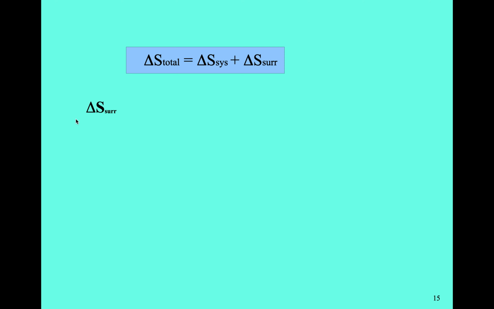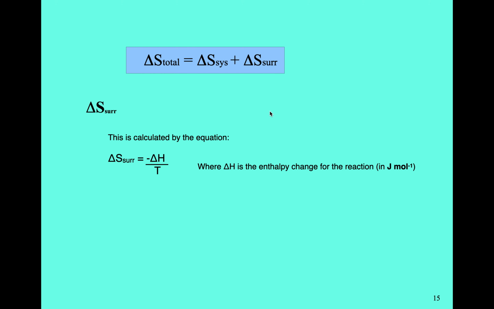Delta S of surroundings, so the change in entropy of the surroundings, is calculated by that expression. Very simple expression. Where delta H, obviously, is the enthalpy change for the reaction. Interestingly, it's in joules per mole, because we're going to be working with joules in these equations. So joules per mole. And temperature has to be in Kelvin. It's the absolute temperature. It's a lovely, simple, elegant expression.